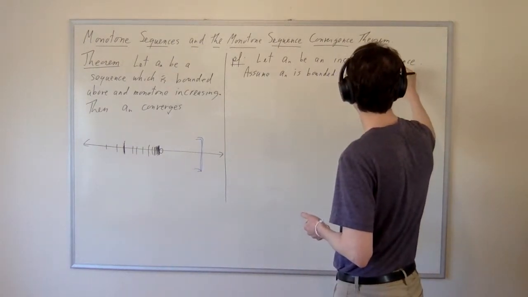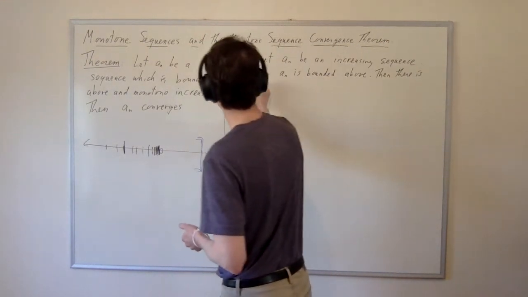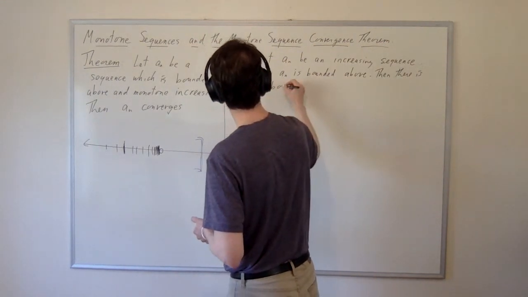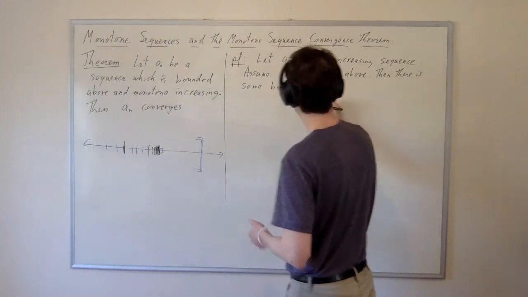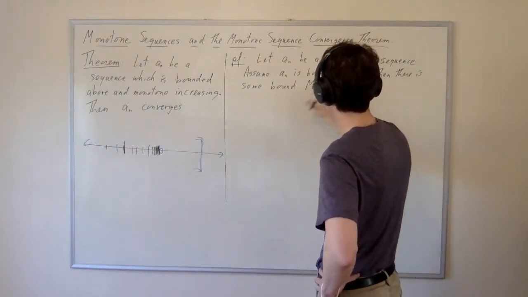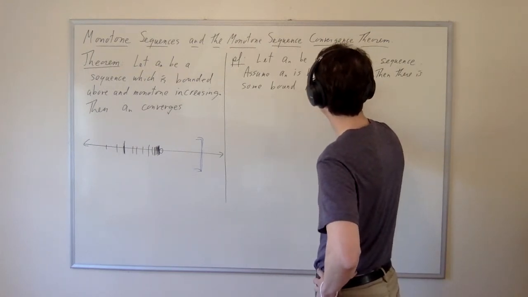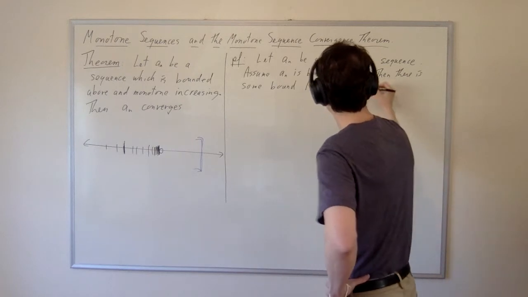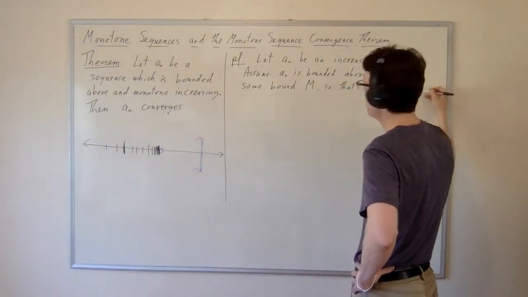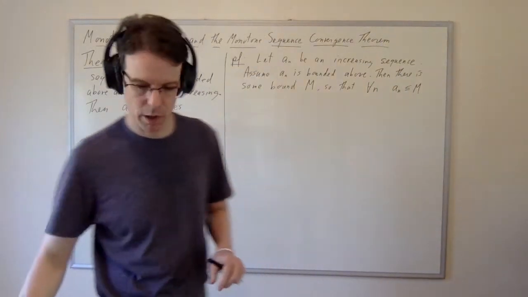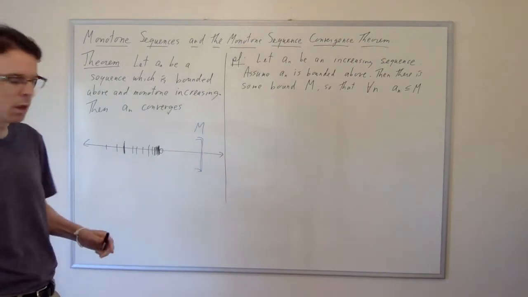So then there is some bound, and it doesn't matter what letter we give it, but let's just give it capital M because it's a big number, so M for like maximum or something. So there's some bound M so that for all n, a_n is less than or equal to M. And it's this blue mark here, right? In this picture, the given bound is this M.